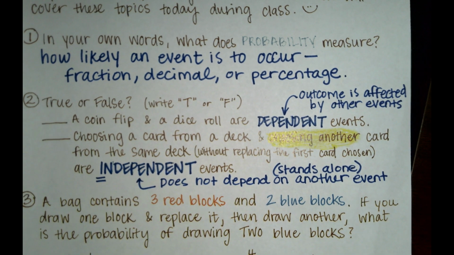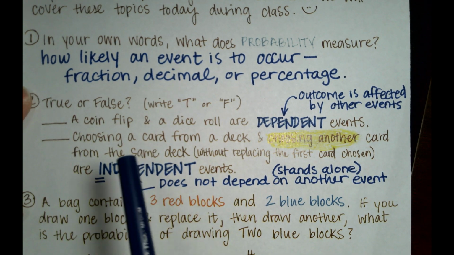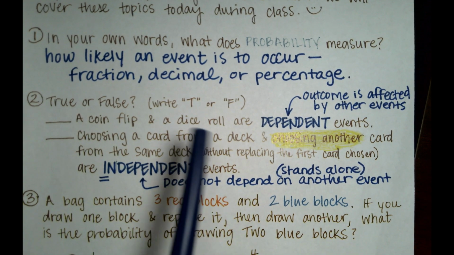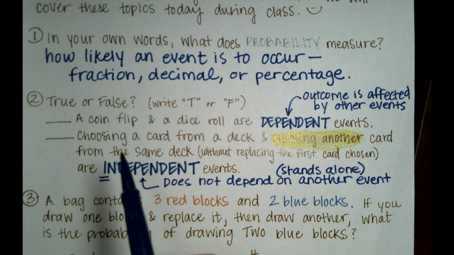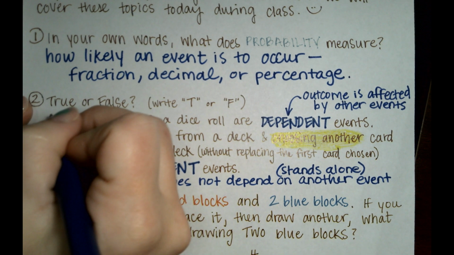So the first true or false question I asked was, I guess not asked, it's a statement. We want to say if this is a true or false statement. A coin flip and a dice roll. So I flip a coin and then I roll a dice separately. These are dependent events. They affect each other. Is that true or false? False. If I flip a coin and I roll a dice, if I roll a 6, for example, does that mean I'm more likely to get a heads on the coin? No, they don't affect each other. They're completely independent. So this is false.